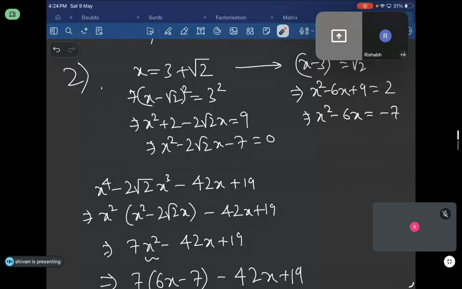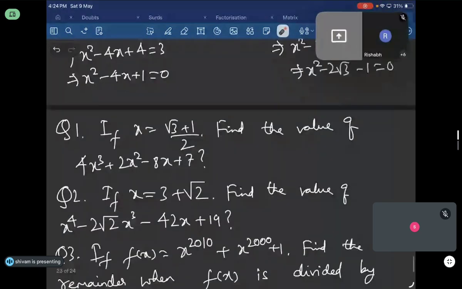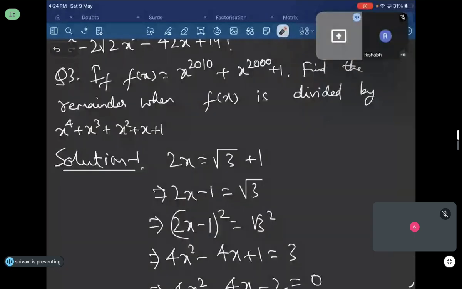Okay, solve the third one. f of x equal to x to the power 2010 plus x to the power 2000 plus 1. We need to find the remainder when f of x is divided by x to the power 4 plus x cube plus x square plus x plus 1.